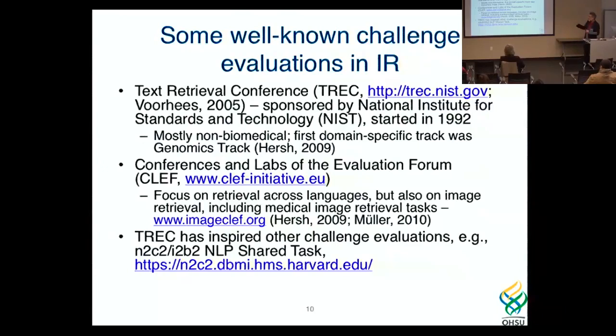And then TREC has also set the stage for other kinds. If any of you work in natural language processing and in biomedical natural language processing, you may have heard of what used to be called the i2b2 shared task. Now they changed the name to n2c2. But these are similar kinds of things. There are people who do natural language processing and do these standardized tasks to compare their systems versus other ones.